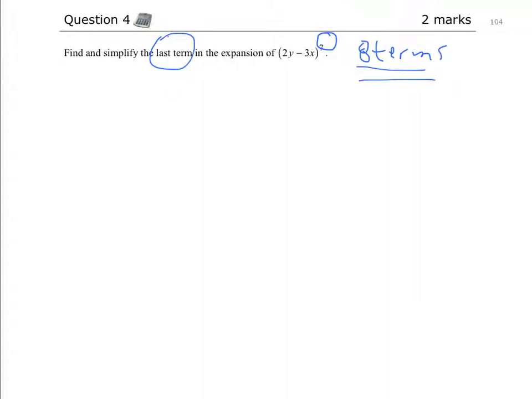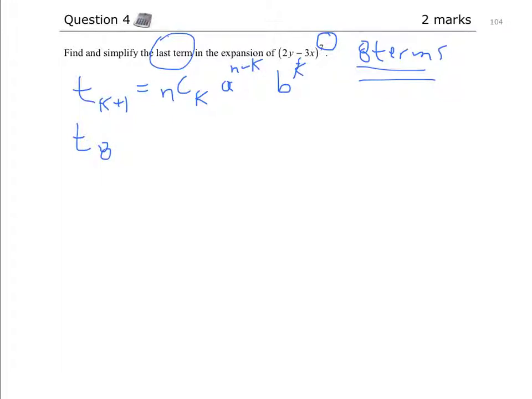So we'll write out the formula from our formula sheet. It says t_(k+1) equals n choose k, a to the n minus k, b to the k. So I'm going to use that formula. Because I'm looking for the last term, I am looking for term 8. But you have to make an adjustment.